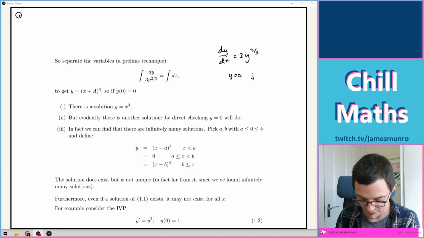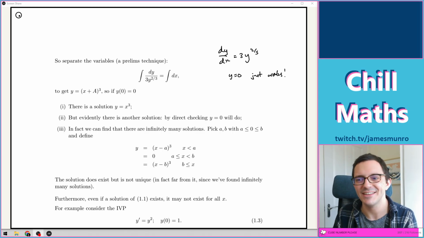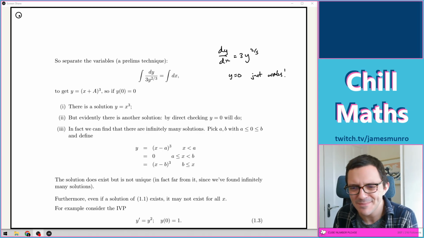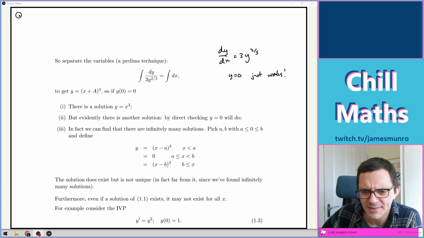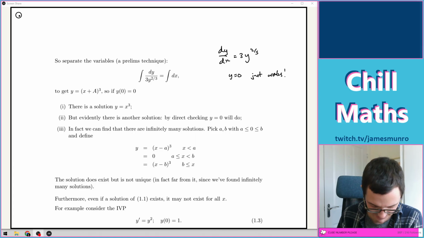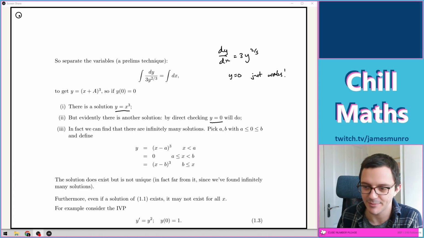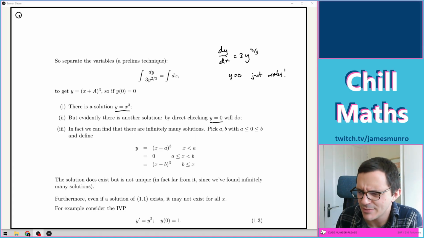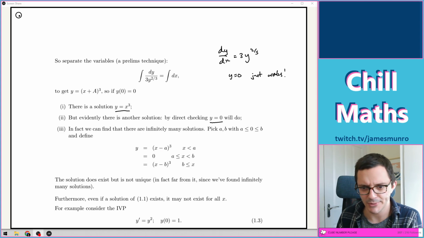Y equals 0 just works. Because on the right, it's 0, and on the left, the derivative of the constant 0 function is also 0, so these things match up. That's problematic, because now we've got 2 solutions. We've got this one, which we were very happy with, and we've got that solution, which we missed. I guess we missed it because we divided by 0 at one point.